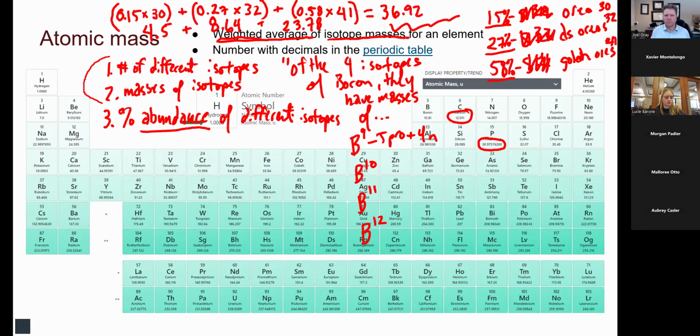So B9, B10, B11, B12. So your question would read something like this. I'm going to put a quotation around that and erase this. It would be, here are the different isotopes.